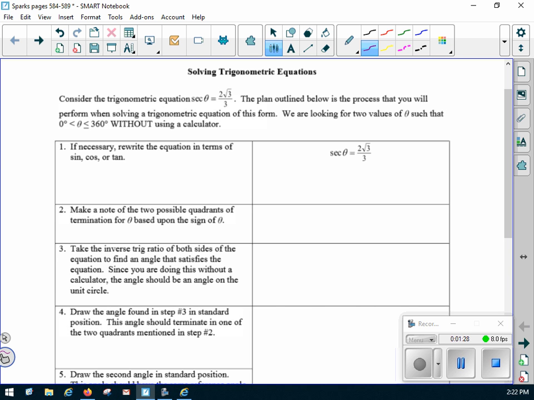Look at the first item. If necessary, rewrite the equation in terms of sine, cosine, or tangent. Remember I told you I don't want to work with secant, cosecant, and cotangent? What do I know about secant? Not opposite. Reciprocal of what? So, what is the cosine of theta then?